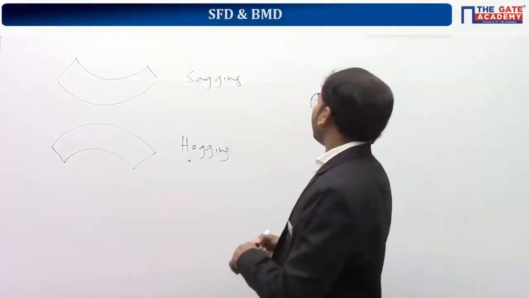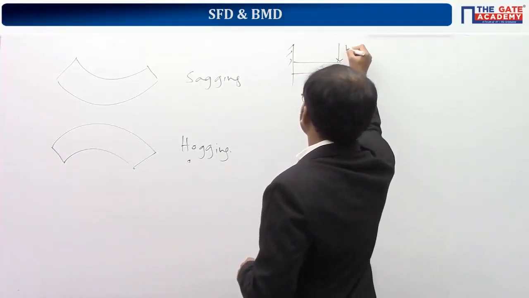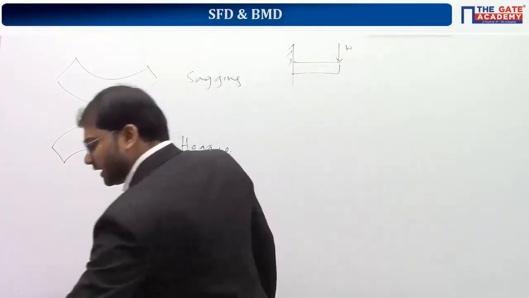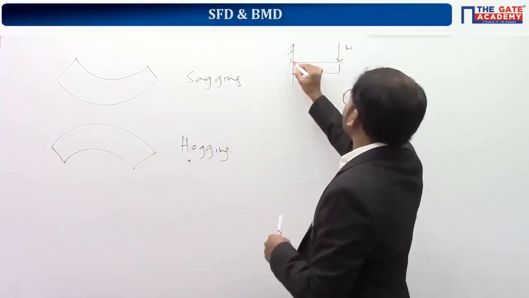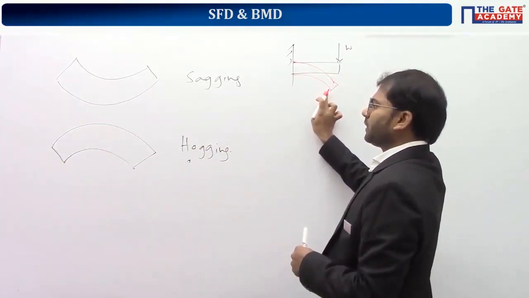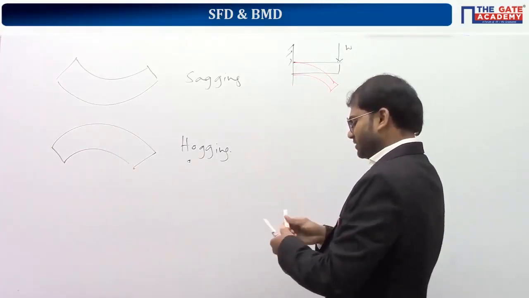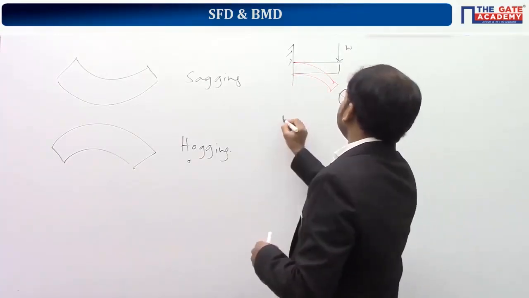For example, you have a scenario where a cantilever beam is experiencing a point load at the free end. It's very obvious that the beam will bend downward, so everywhere along the length of the beam it's experiencing hogging only. It's very clear.